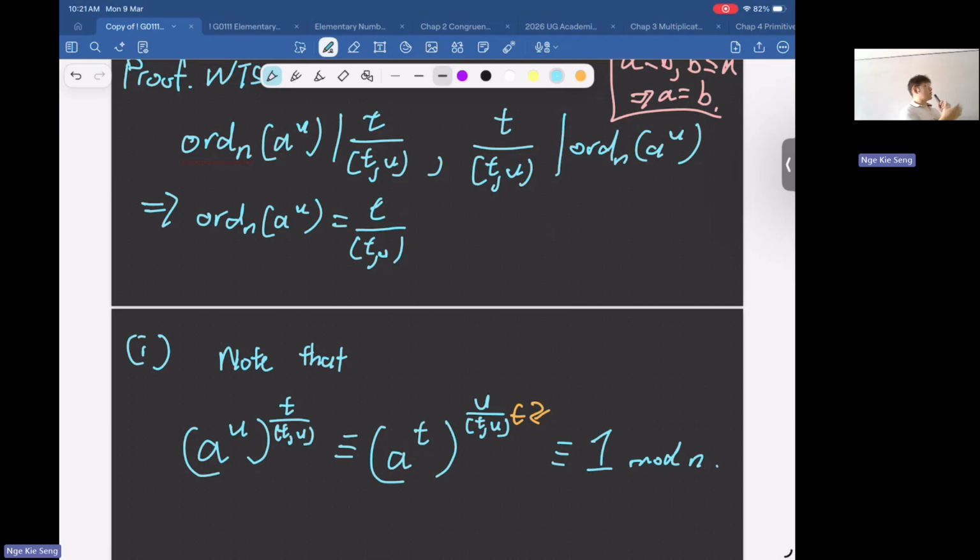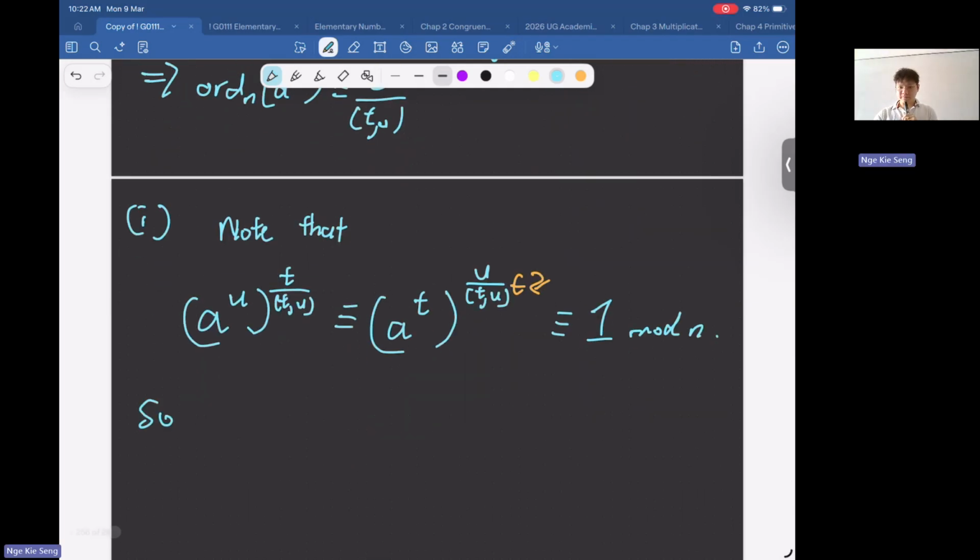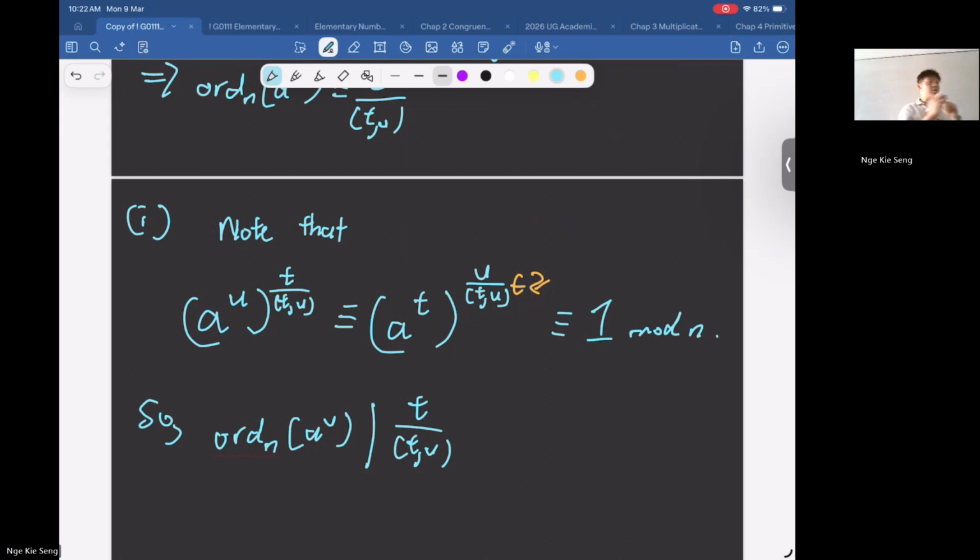So why do I want this? What does this say? Last time we know that the order of A^U will divide any power that makes A^U equal to 1. Does it make sense? The order of A^U is the least positive integer such that A^U to that power is 1. So any other power will get divided by this order. That's how we get one type of divisibility. Make sense? Okay or not?